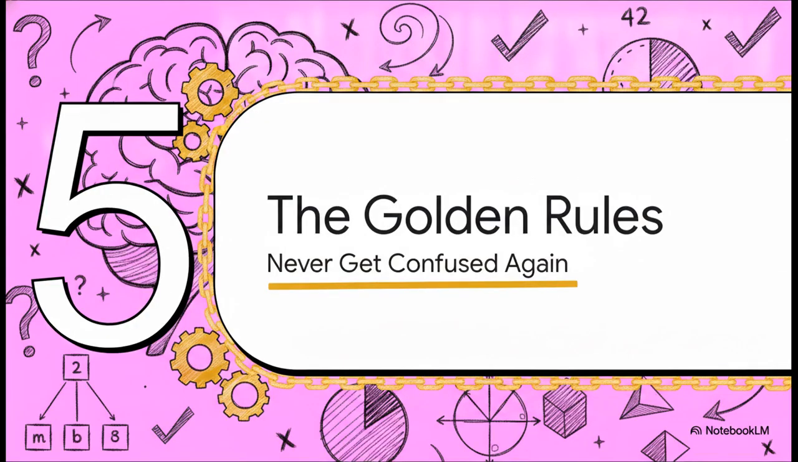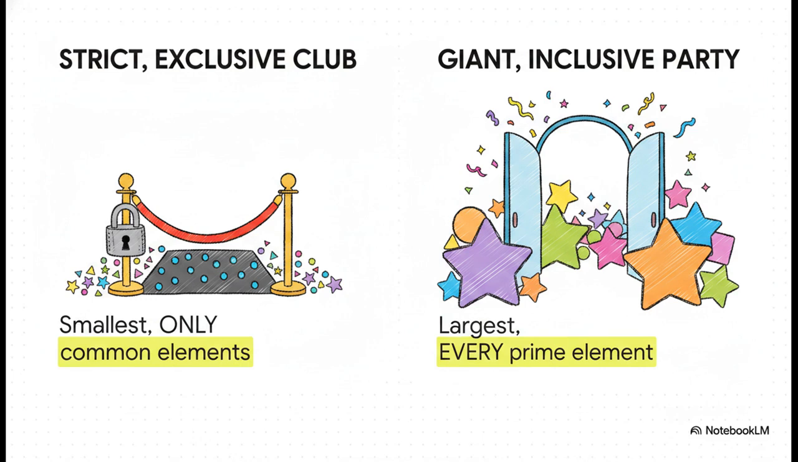Section 5. The golden rules. Never get confused again. You know, the most common pitfall when learning this is simply mixing up the rules at the very last step. Let's lock in the correct logic right now so you never second-guess yourself again. Think of the HCF as a strict, exclusive club. It only allows factors that everyone has in common, and it only lets in the smallest power of those factors. It's super restrictive. On the other hand, think of the LCM as a giant, inclusive party. It invites every single prime factor that shows up anywhere, and it always demands the highest power of each.